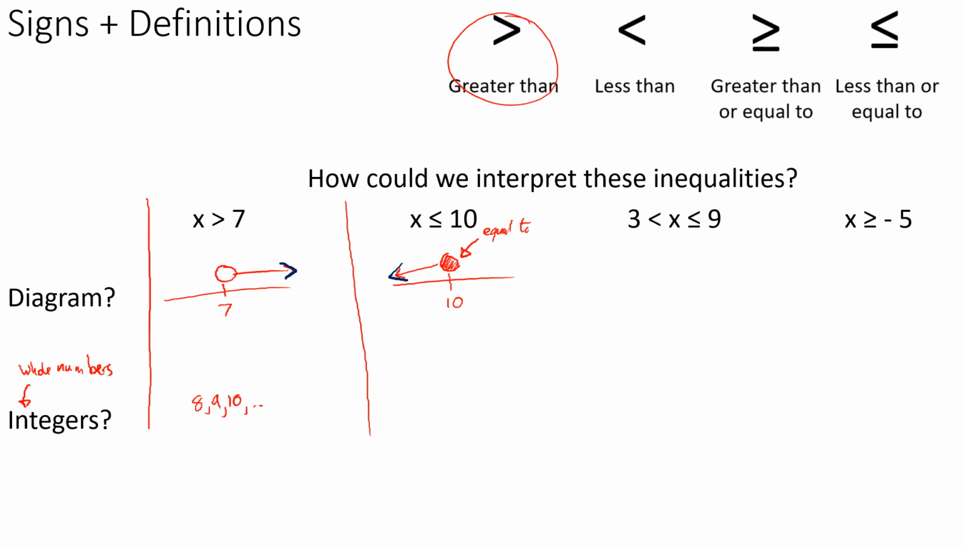What are the integers that would work here? Well, everything that's less than 10, but also 10. So 6, 7, 8, 9, 10. We're not going to write down every number in existence, so we'll do a dot, dot, dot on the left-hand side there. What about this?